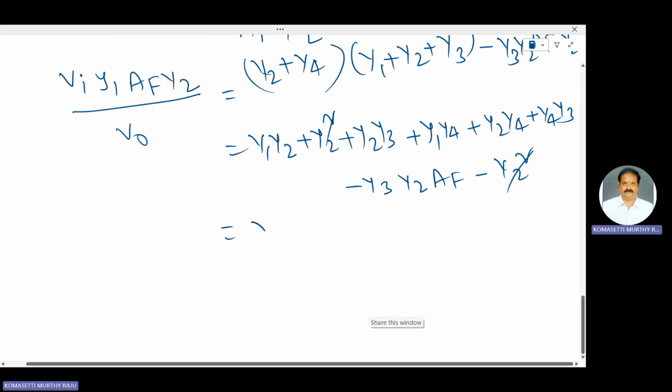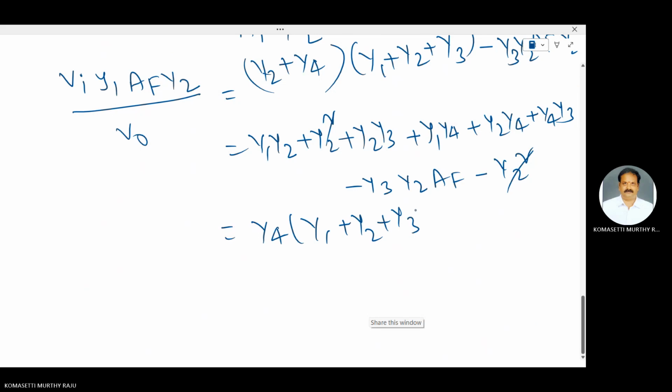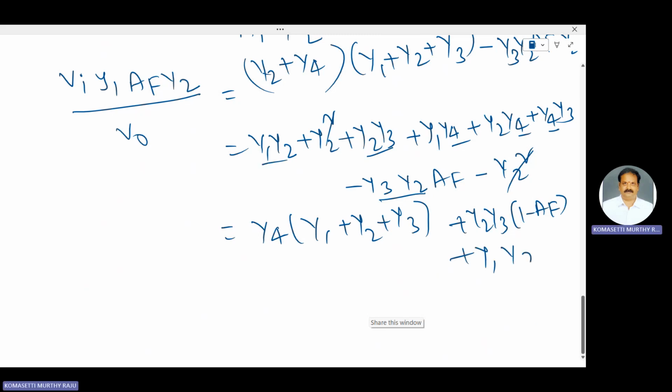Here y4 is a common term. Here y4 into (y1 + y2 + y3). And here y2 y3 plus y2 y3 into (1 minus AF). Last term is here y1 y2.